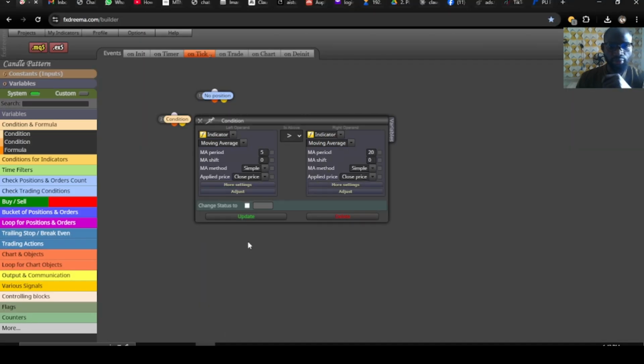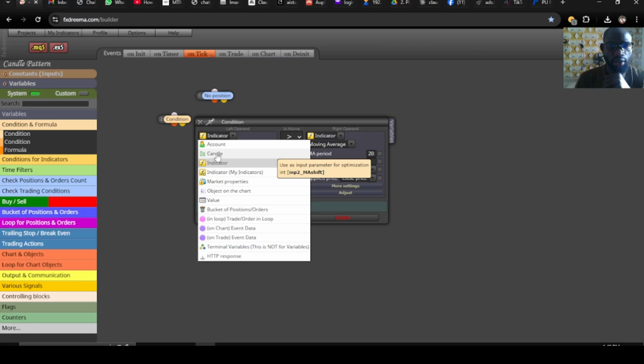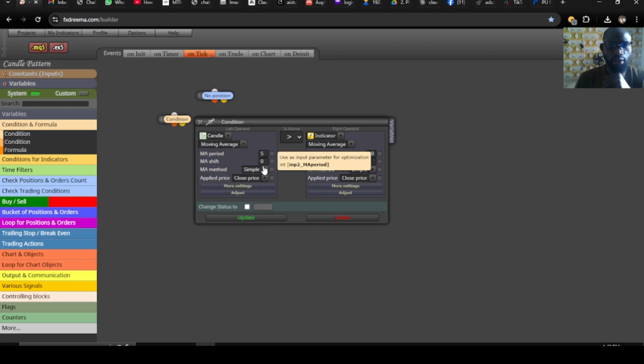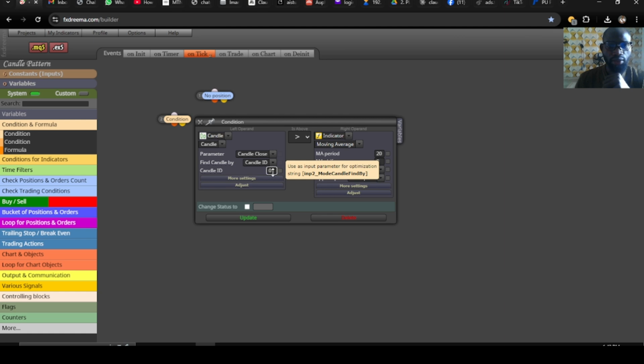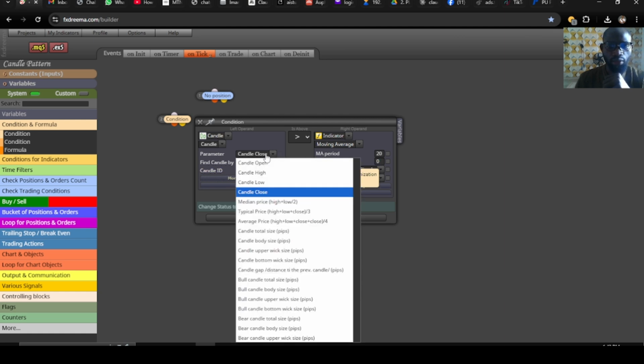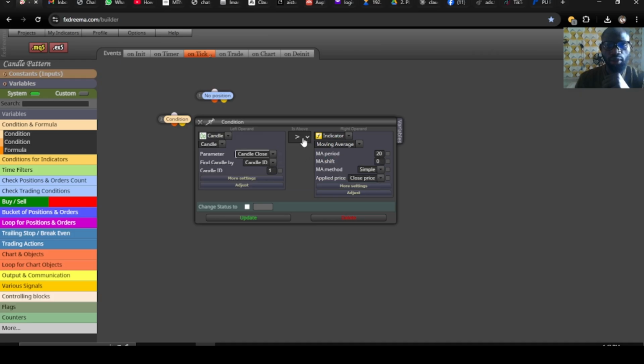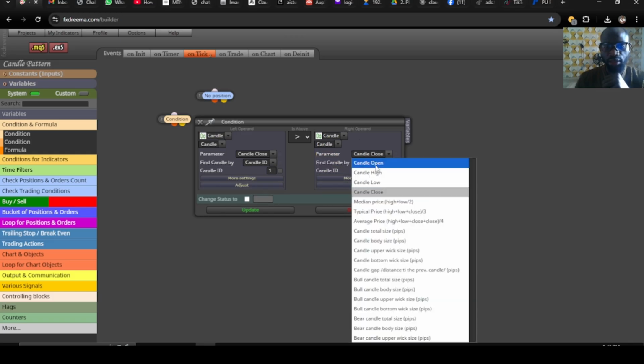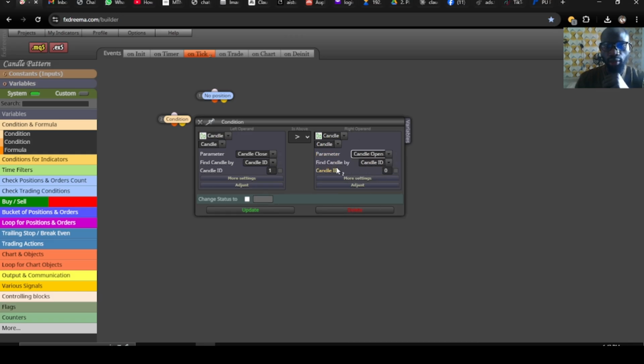Okay, so now we are going to edit this condition here. We are going to change this to candle, and then we are going to change this to 1. Okay, candle ID 1. We're going to leave this as close. We're going to leave this as above. Then we change this one to candle also. Then we change this to open. And we are going to change this ID to 2. You can see that ID is 2.